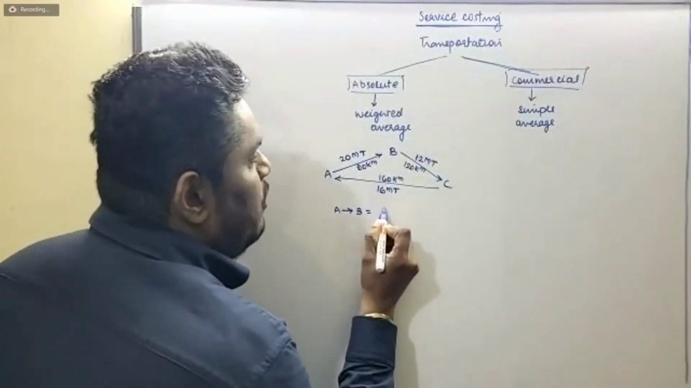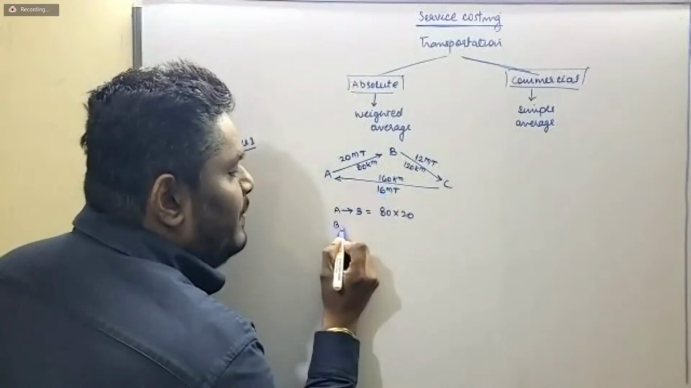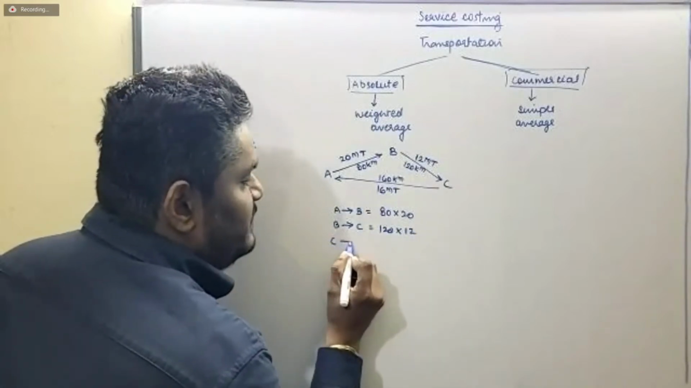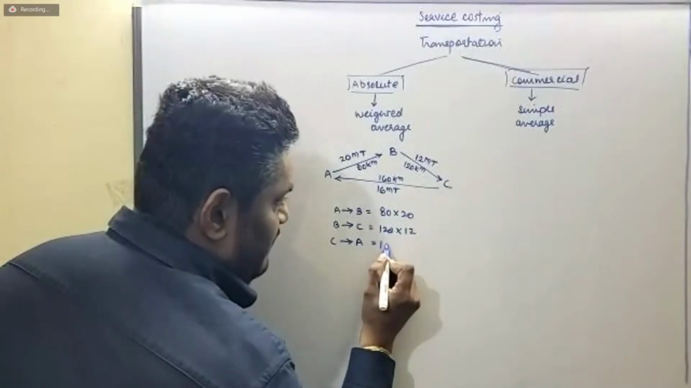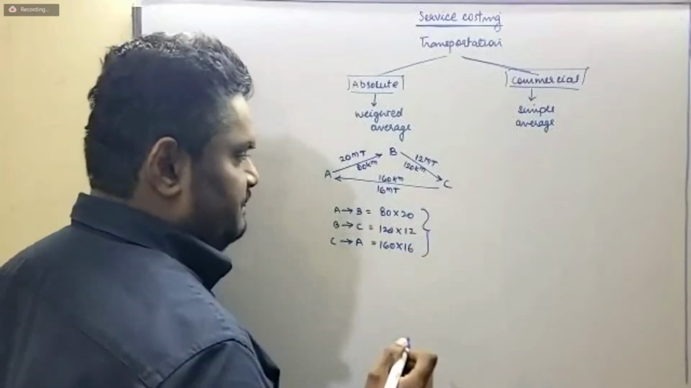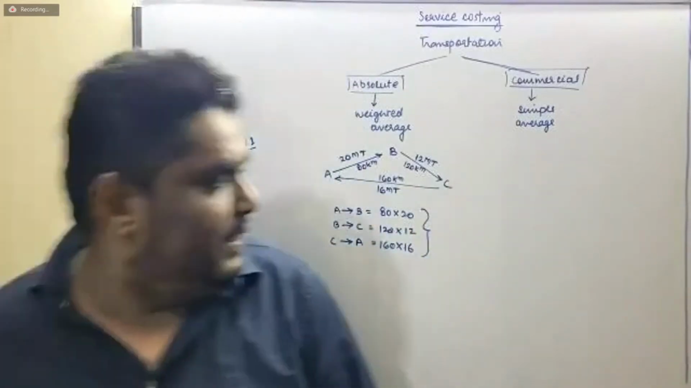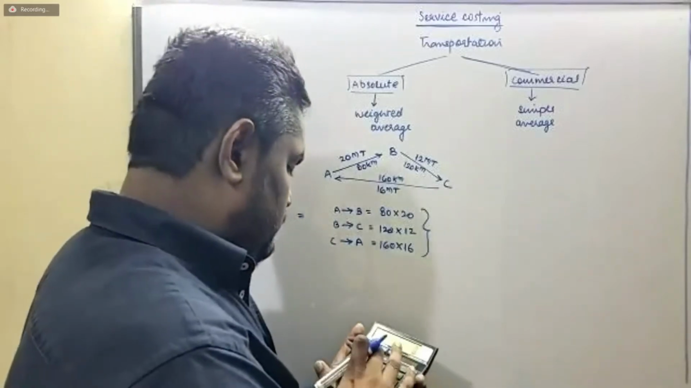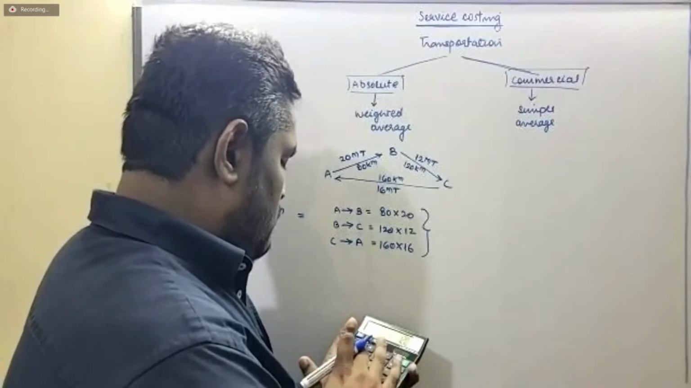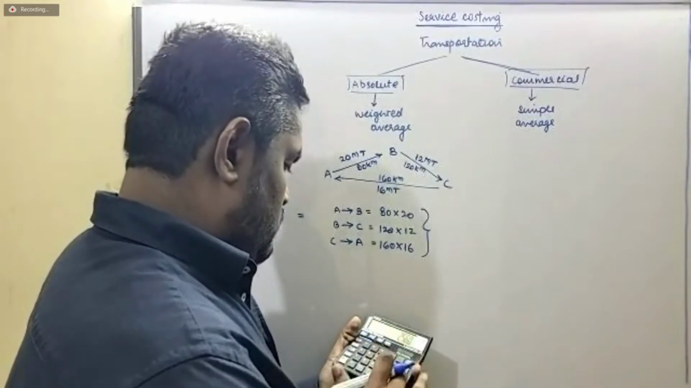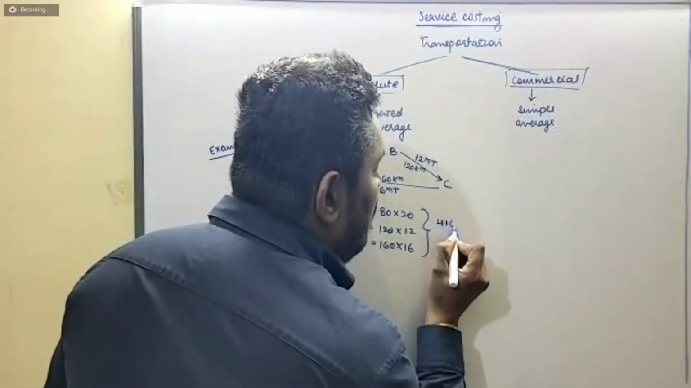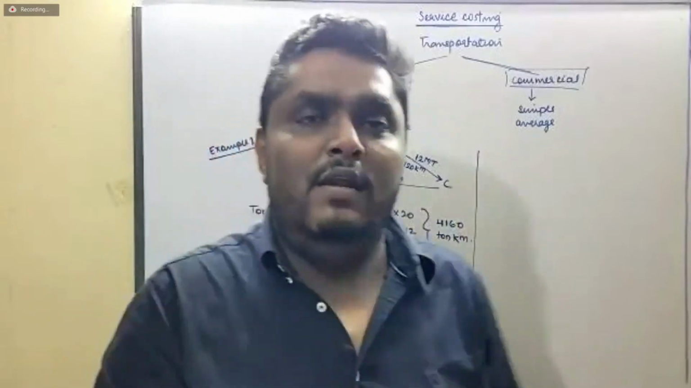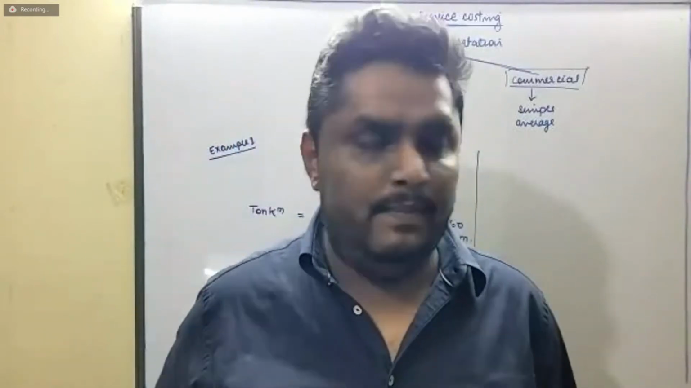From A to B, the kilometers will be how much? 80 into 20. From B to C, it will be 120 kilometers into 12 metric tons. And from C to A, it is 160 kilometers into 16 metric tons. So we will get the total ton kilometers, $4,160. So this is the weighted average approach wherein we calculate the absolute ton kilometer with the help of the diagram.